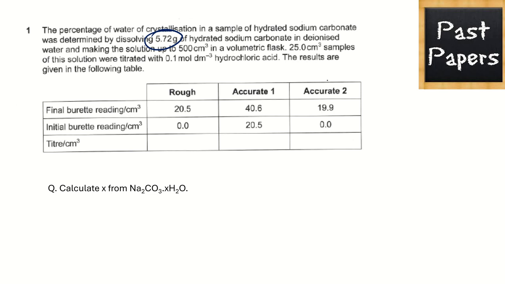Anyway, we've got hydrated sodium carbonate, so just remind yourself of the formula of that. You'd be amazed how many people write the formula of sodium carbonate incorrectly, and immediately they're going wrong and end up tying themselves in knots. So we took that and put that into 500 cc's, and then it tells us we took 25 cc samples out of that to titrate against our hydrochloric acid.